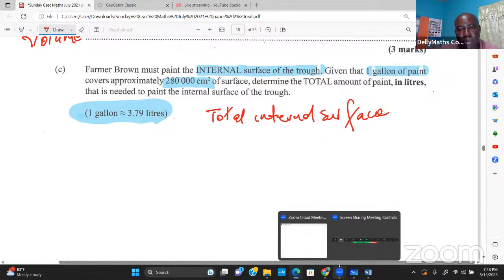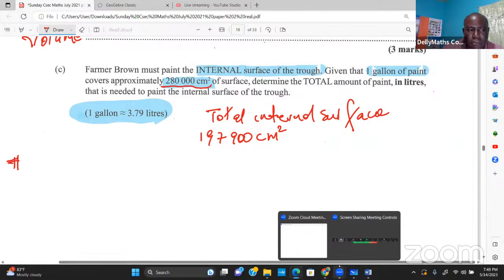We found this to be 197,900. But when you look at this, you realize that this is going to be less than 1 gallon, because 1 gallon of paint can paint 280. So I know that I'm not even going to need a gallon. So what we can do is divide. It's up to us. So I'm going to start off like this.